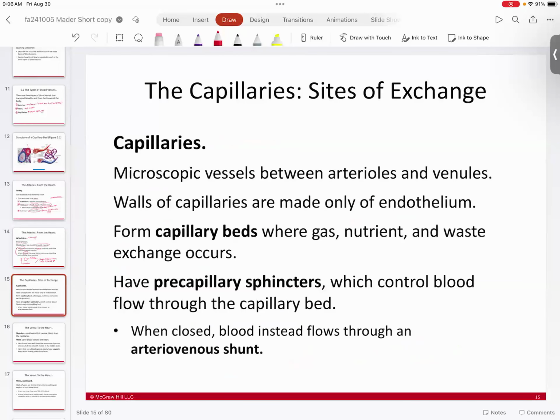Now from arterioles, you're going to be moving into the capillaries. Capillaries are really, really tiny. When you see capillaries, they're only made up of endothelium. They're very, very narrow. The capillary beds are basically where you get all of your exchange happening. You exchange your gases, your nutrients, and your waste. That's happening in the capillary beds.